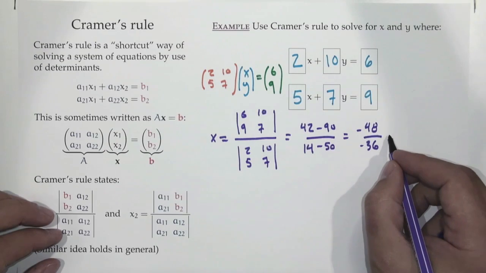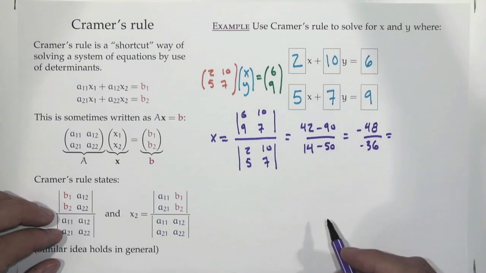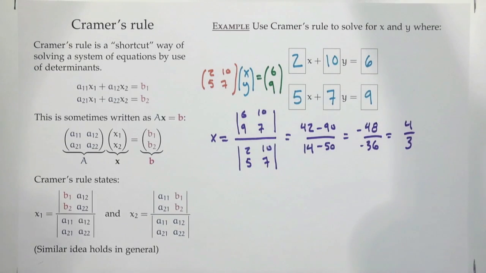This is actually kind of nice. Suspiciously too nice. Well, that's okay. The minuses cancel. 48 over 36 can also be written as 4/3. So our x value is 4/3. Now, y.